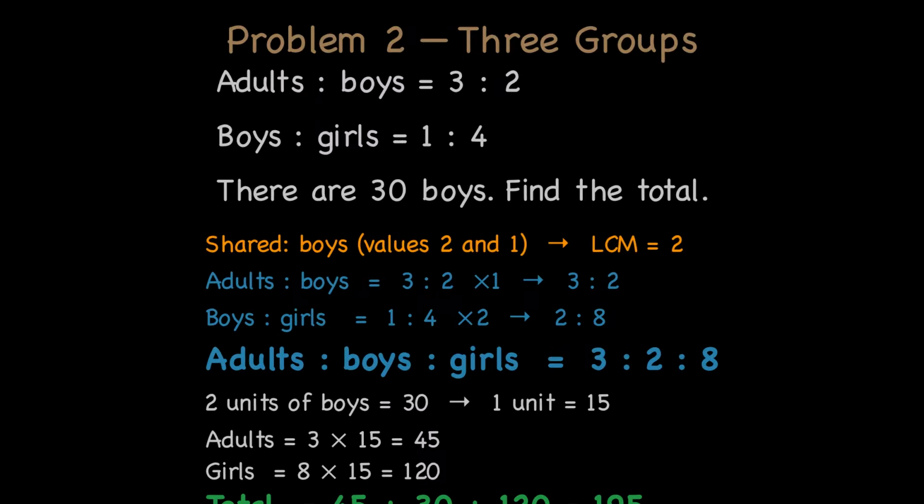Adults equals 3 times 15, which is 45. Girls equals 8 times 15, which is 120. Total equals 45 plus 30 plus 120, giving us 195.